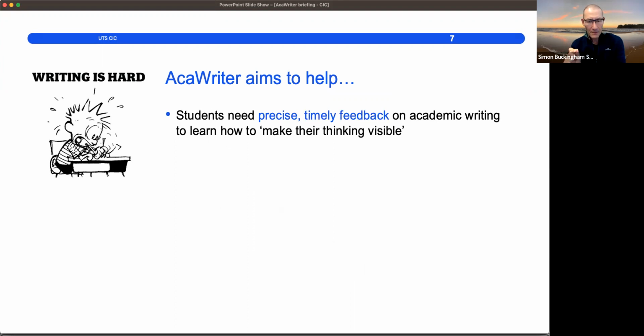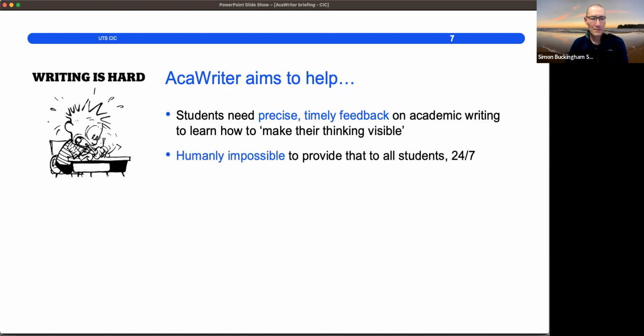Precise, timely feedback is really important for any kind of learning, and that's no different here when it comes to writing. And we're going to be unpacking what we mean by academic writing, but academic writing is often making your thinking visible. You can't just assert things out of the blue. You have to build up to them. You have to make an argued, reasoned case. You have to make your thinking visible so that your reader, or perhaps for a research student, your reviewer, can see how you are getting to your claims and your conclusions.